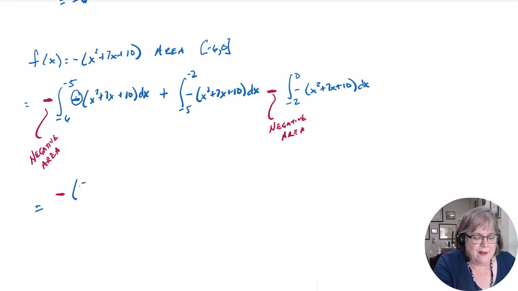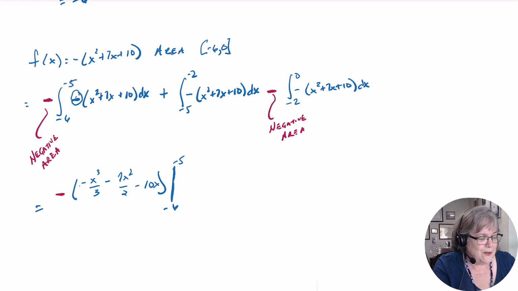So I'd have negative x cubed over 3, because this is a square. It looks like a 7. Minus 7x squared over 2 minus 10x. And I'm going to integrate it from minus 6 to negative 5. Now, you'll have noticed that sometimes I use square brackets, sometimes round, sometimes this little upright line, especially if it's squared off like this, it's part of the bracket. Different teachers swing back and forth between different things. Again, model what your teacher wants you to do.